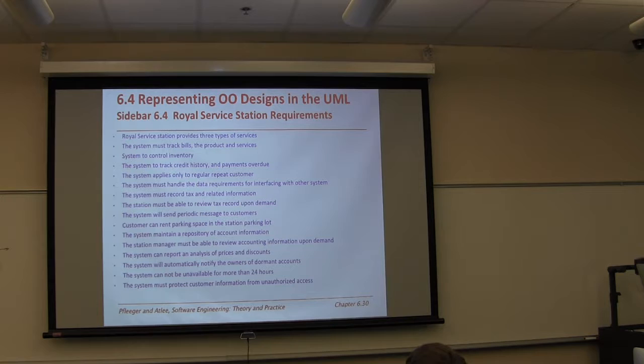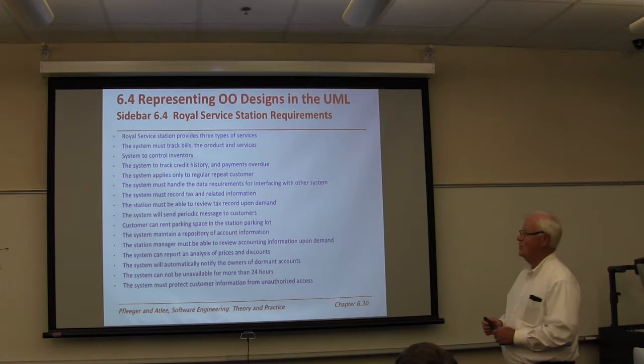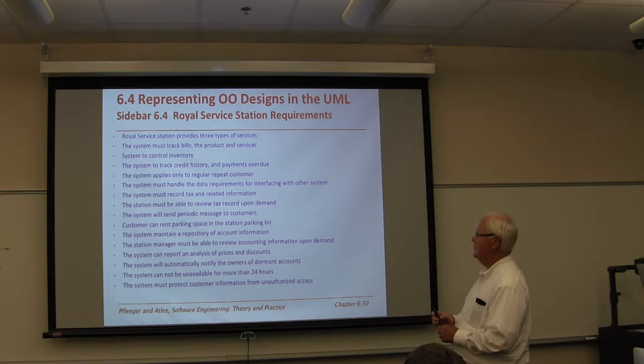Okay, so we're going to take a look at an application called the Royal Service Station Requirements. They provide three types of services. The system must handle bills, the products and services. It's set up to control inventory. It's to track credit history and payments overdue, and so forth. So this is the requirements set here.